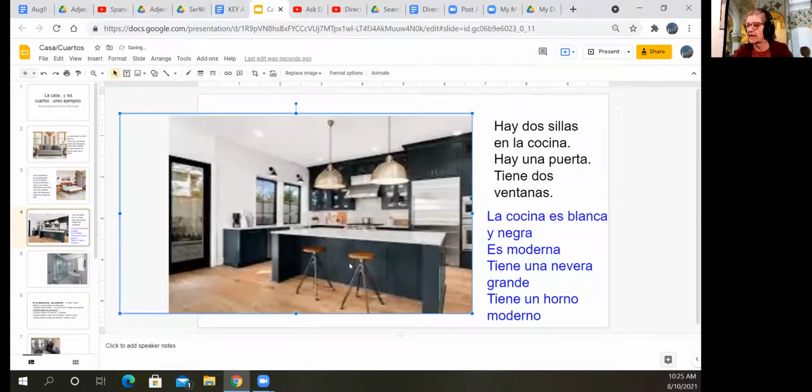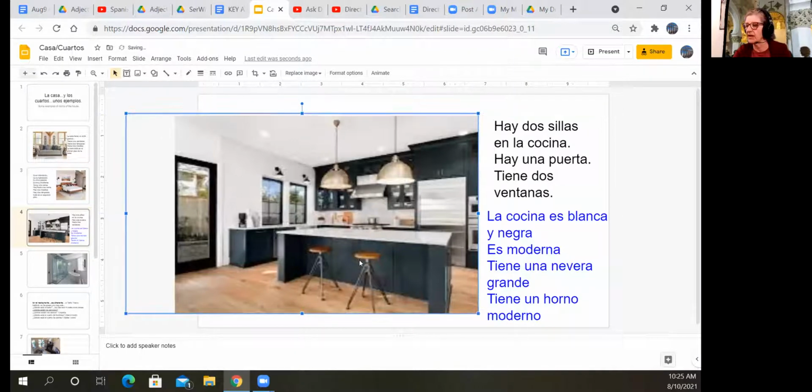Bien, okay. Let's take a look at some things we might say about that kitchen. Hay 2 sillas, there are 2 chairs en la cocina. Hay una puerta, tiene 2 ventanas. La cocina es blanca y negra, or we might say blanca y gris. Sí, blanca y gris. Yeah, that might look kind of grayish rather than black. Es moderna. It's a modern kitchen. Tiene una nevera grande. It has a big fridge. Tiene un horno moderno. It has a modern stove.